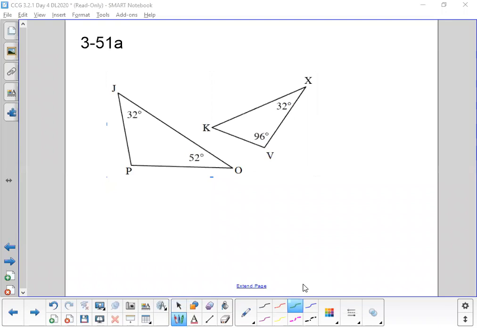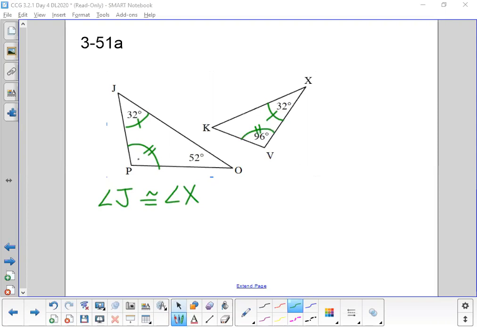I know that these two angles are congruent to each other. 32 and 32 are congruent to each other. So I know that angle J is congruent to angle X. All right. Well, I definitely know that 52 and 96 are not congruent to each other, but maybe I can do the triangle angle sum to figure out if angle P might be congruent to angle V. So let's try that out.